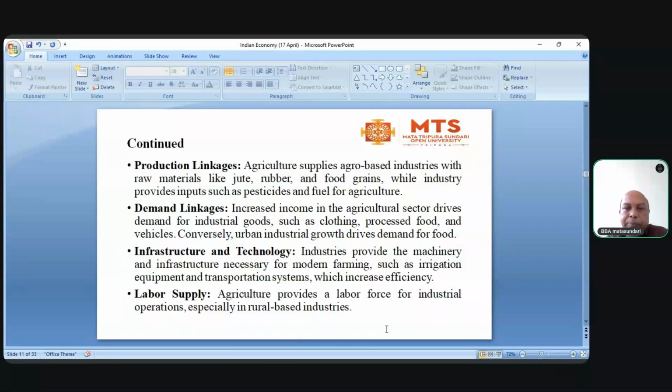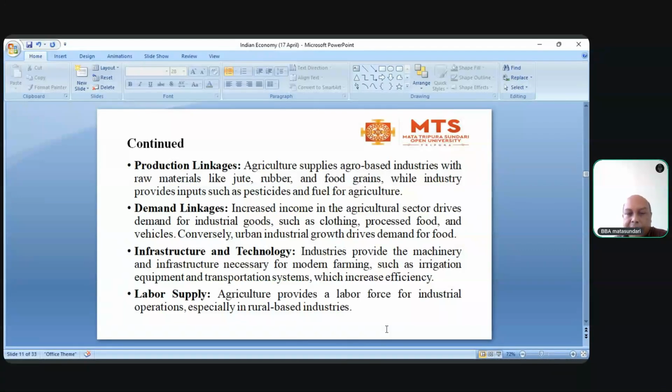Second, demand linkage. It has been found that whatever goods are produced by the industrial sector, many goods are directly consumed by farmers or those people who are directly or indirectly involved in the agricultural sector. Like the farmers, they purchase cloth, various processed food, vehicles, machines, and various chemical products which are produced through various industries. So the agricultural sector also creates demand for products produced by the industrial sector.